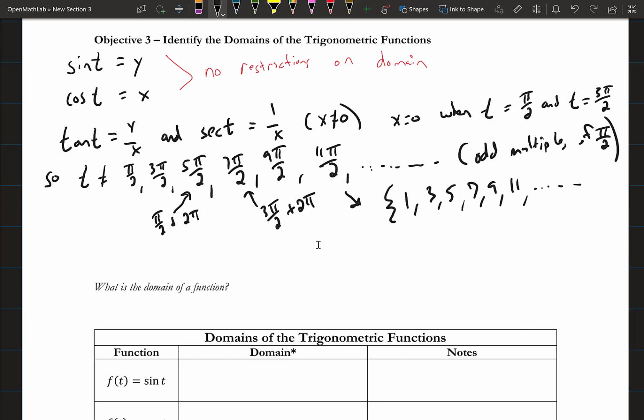So if we compare these two sets, the first one would be 1 times pi over 2 and then 3 times pi over 2. If that doesn't make sense, I can write this out. This would be 1 times pi over 2. This one would be 3 times pi over 2. This would be the same thing as 5 times pi over 2, 7 times pi over 2, and so forth. So we're just taking these odd multiples of pi over 2.